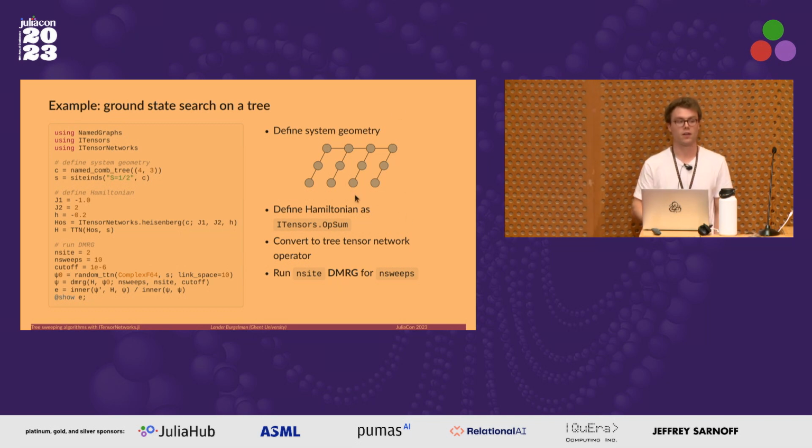You just define your system geometry as any tree graph. You can build whatever you want. You can define the Hamiltonian of your system in a nice, neat symbolic way using some system from ITensors. More on that in a bit. Then all you need to do is automatically convert this into a tree tensor network, which is just a built-in routine. And then you just run DMRG with your favorite parameters for how long you like.